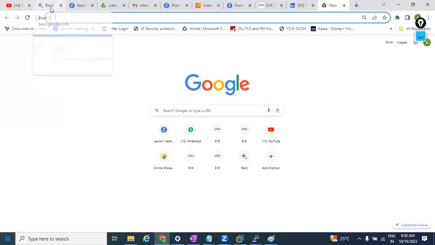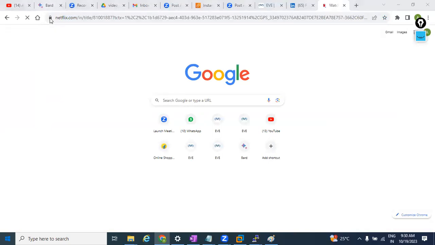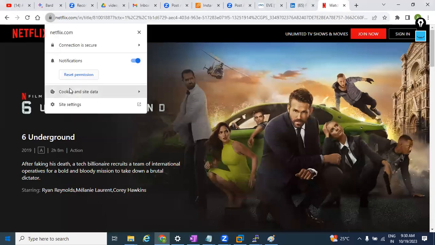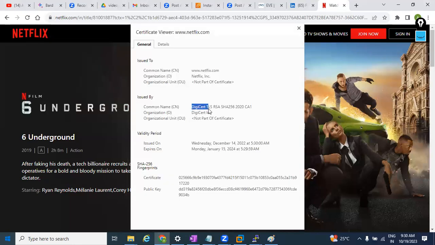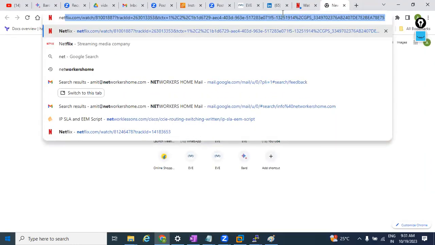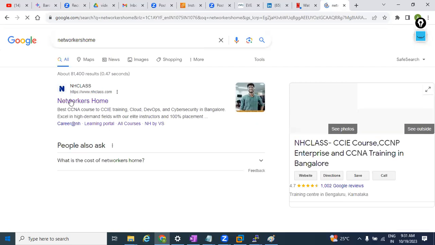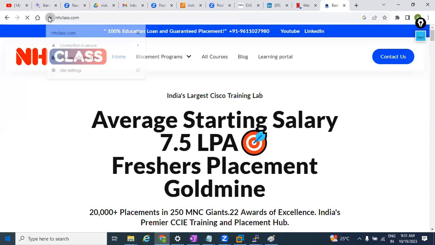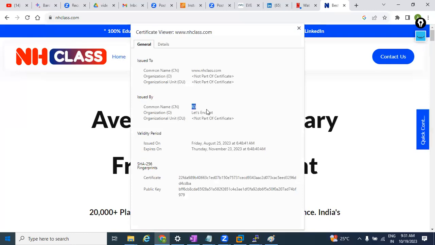After that, let's consider, I'll go with Netflix. Okay. Get into this, check, not site settings, sorry. Get into this, check, not cookies, connection secure, certificate here. This is again whose? DGCRT. Okay. After that, let's consider, I'll go with Networkers Home because we are not using DGCRT because they have standards. So their prices for certificate is also more. Okay. So connection is secure, certificate is valid, issued by R3. R3 can be my own server also.